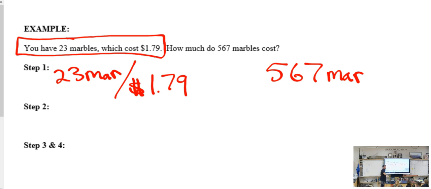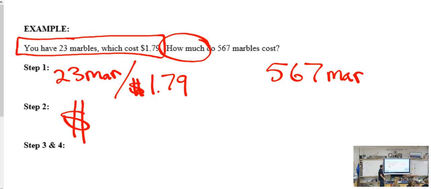567 marbles. That does not have anything tied to it, so what do we call it? The loner. All right, step 2 says to identify the units wanted in the answer. What's the unit for how much? Money.